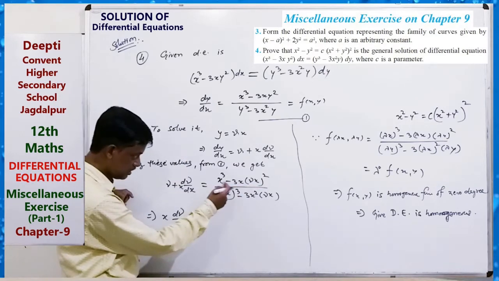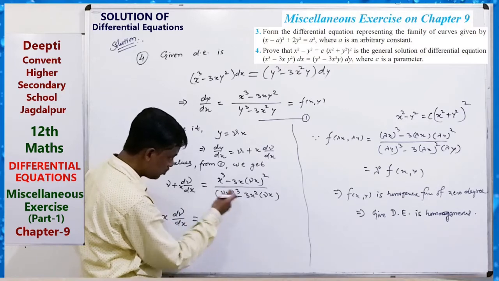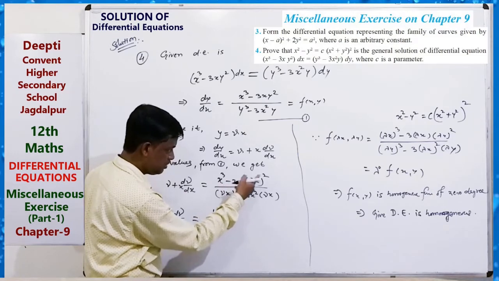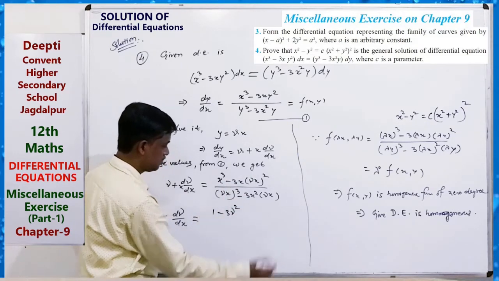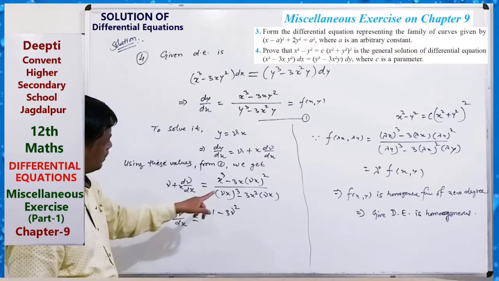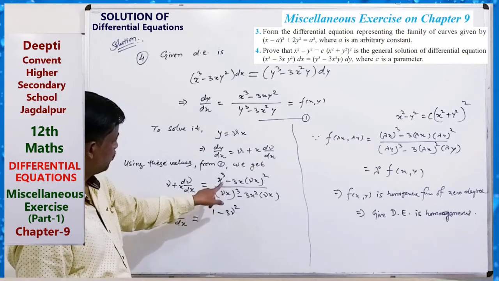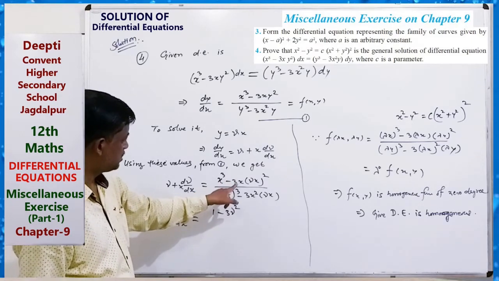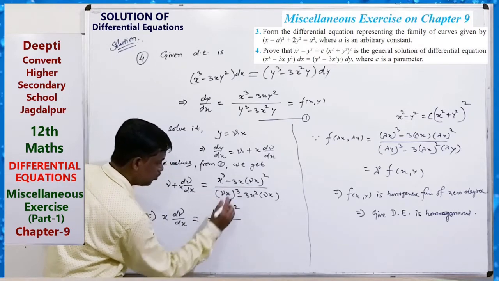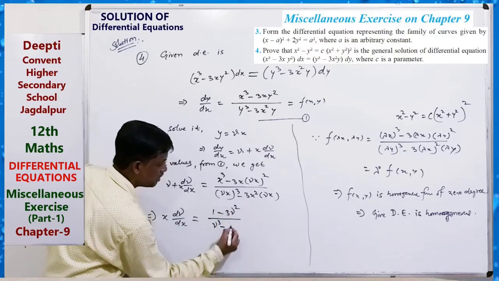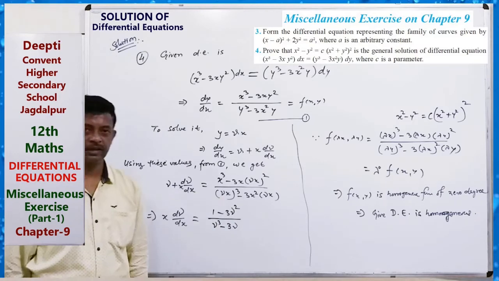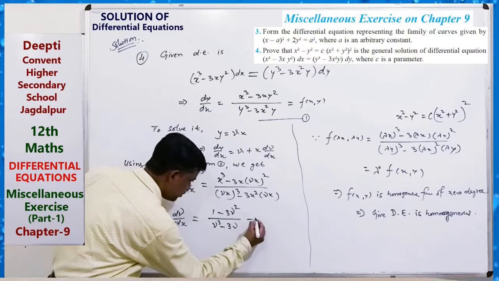Here we see that x cube common and cancel out. So here 1 minus 3v square upon v cube minus 3v. Clear? And v is transferred to right hand side, so minus v.